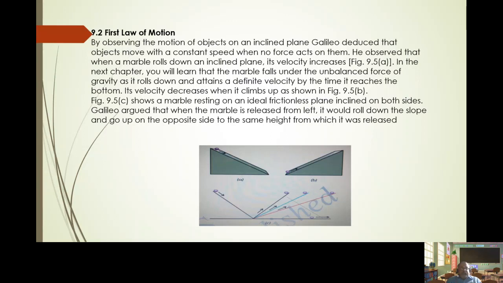By observing the motion of objects on an inclined plane, Galileo deduced that objects move with a constant speed when no force acts on them. We observed that when a marble rolls down an inclined plane, its velocity increases. In the next chapter, you will learn that the marble falls under an unbalanced force of gravity as it rolls down and attains a definite velocity.